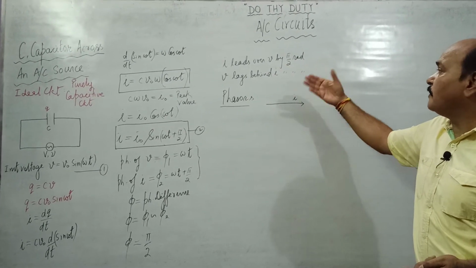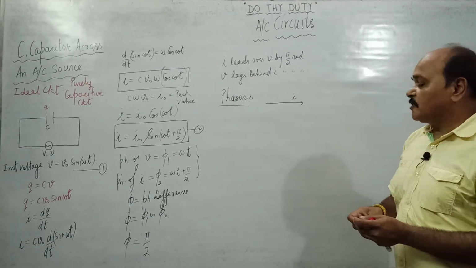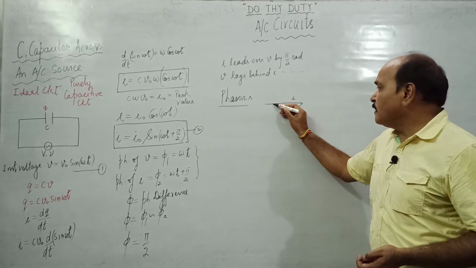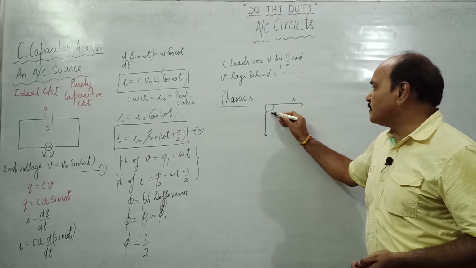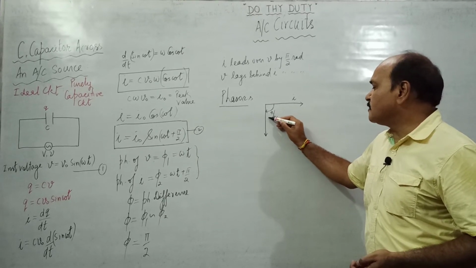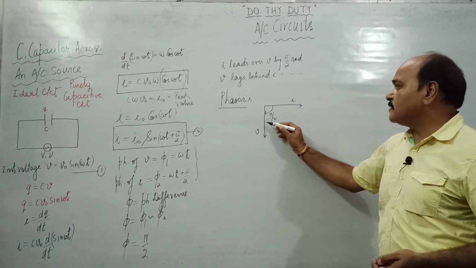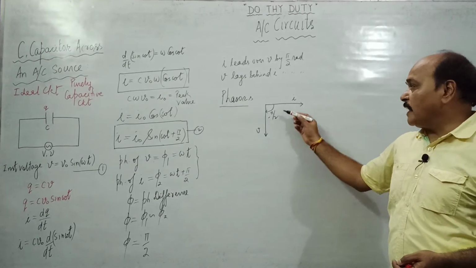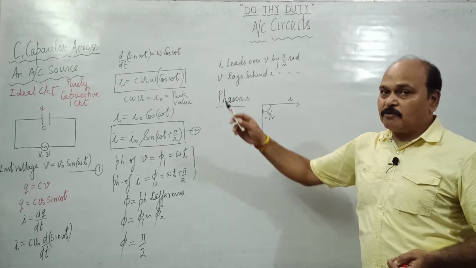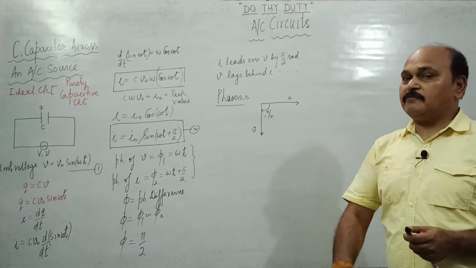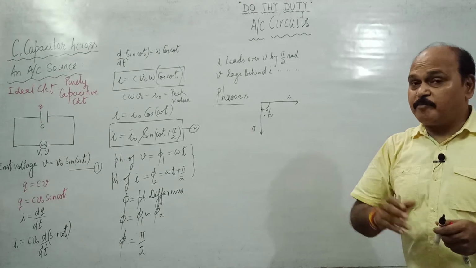Now we have to look at where V is. V lags behind I by phase pi by 2. That means this V has to be made in the clockwise direction at an angle pi by 2. This is pi by 2, or you can say minus pi by 2. V lags I by phase pi by 2. So an angle of lag is made in the clockwise direction and an angle of lead is made in the anti-clockwise direction with respect to the initial phasor. So these are the phasors for current and voltage, very, very important.